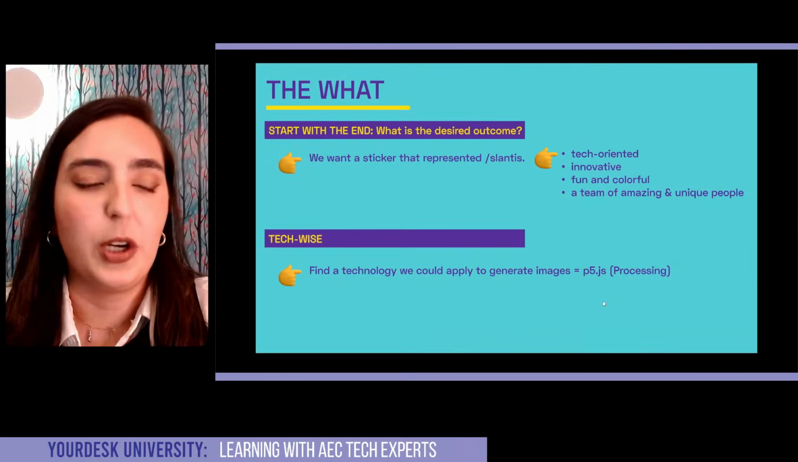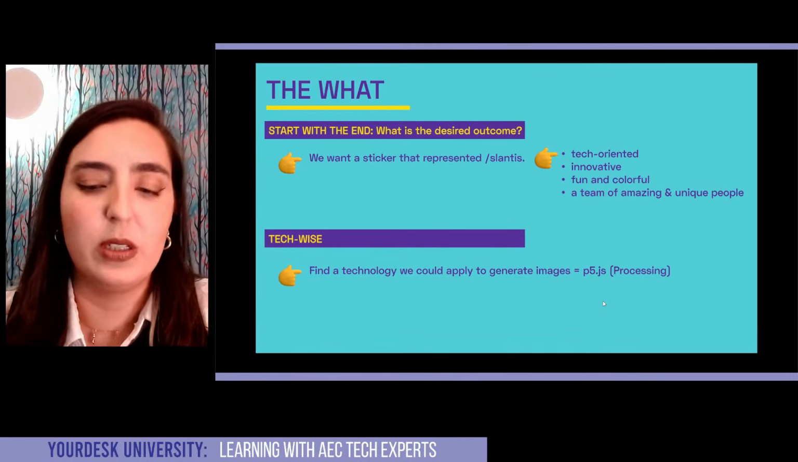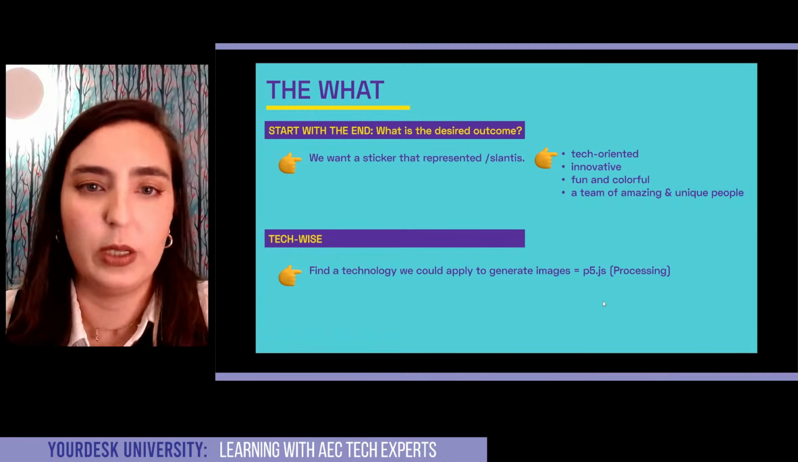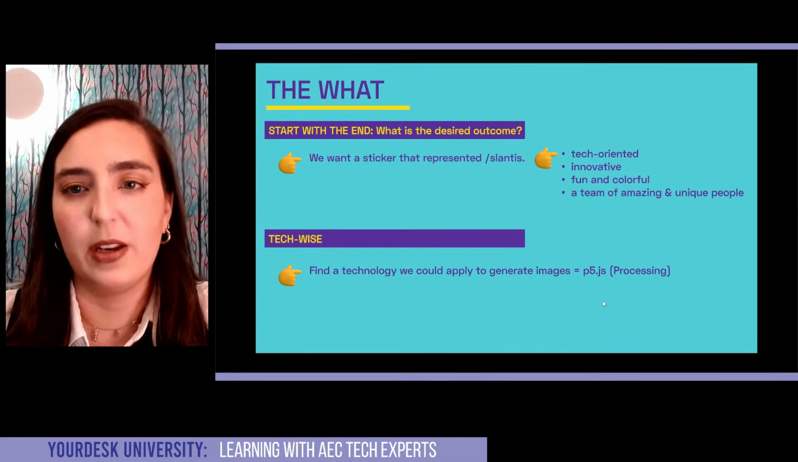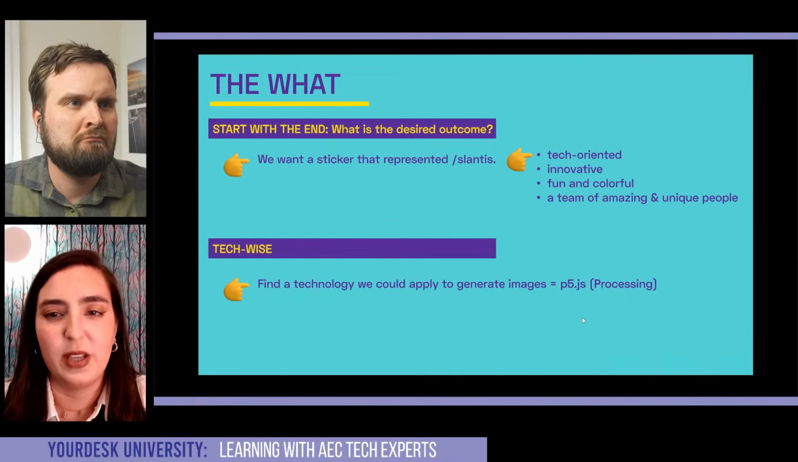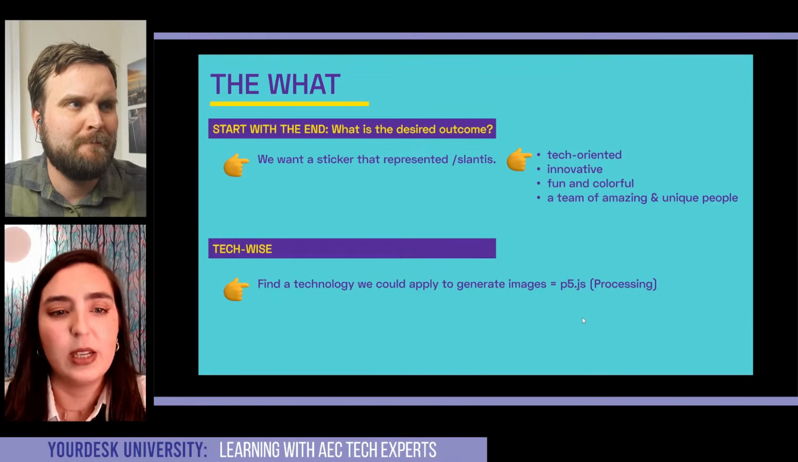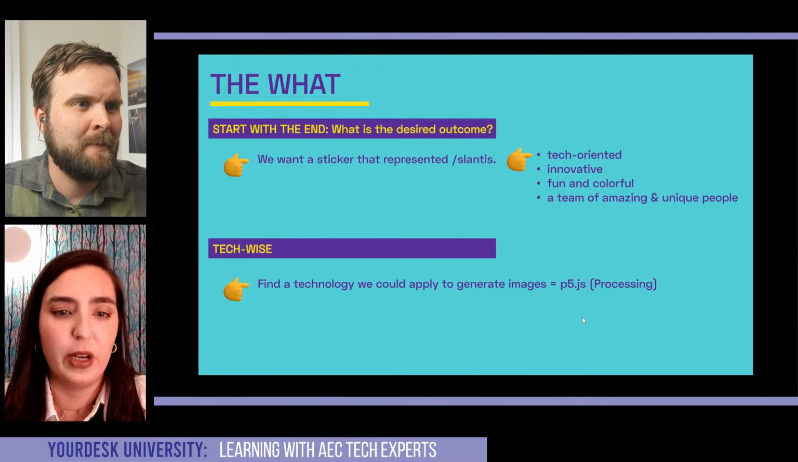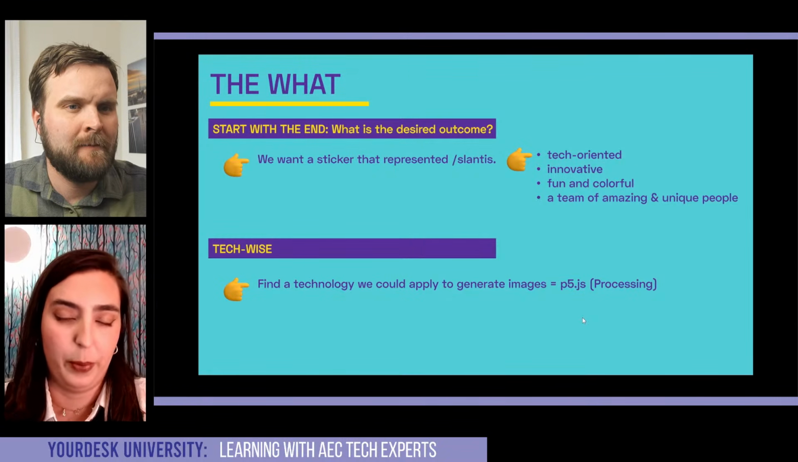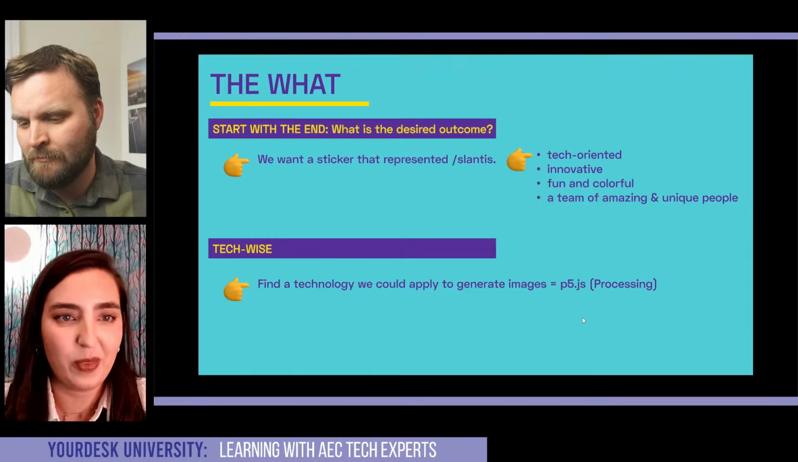The idea is we started with the end of it. What's the desired outcome? We wanted a sticker that represented us. Okay, what does that mean? For us, that meant tech-oriented, innovative, fun, colorful. It needed to represent the team of people that are amazing and unique behind it. And tech-wise, that meant, okay, let's find a technology that can generate images so we can create a sticker we can print. And that was P5.js. So we'll get into that in a minute, which is Processing.